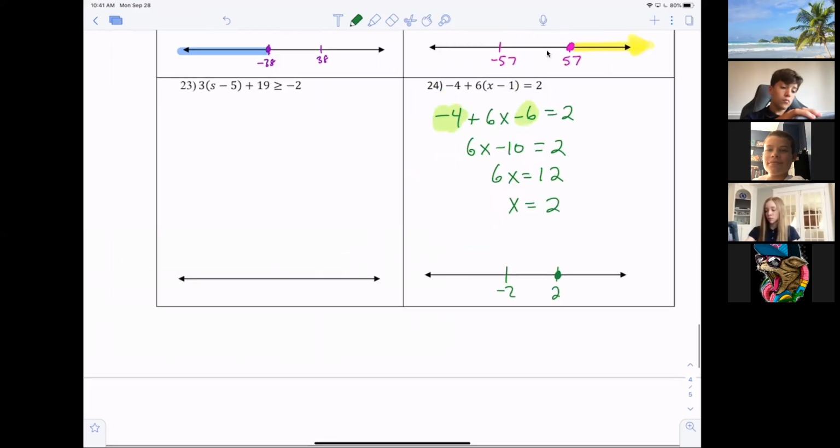All right, anybody have any question with 24? Solid because it's equal to.